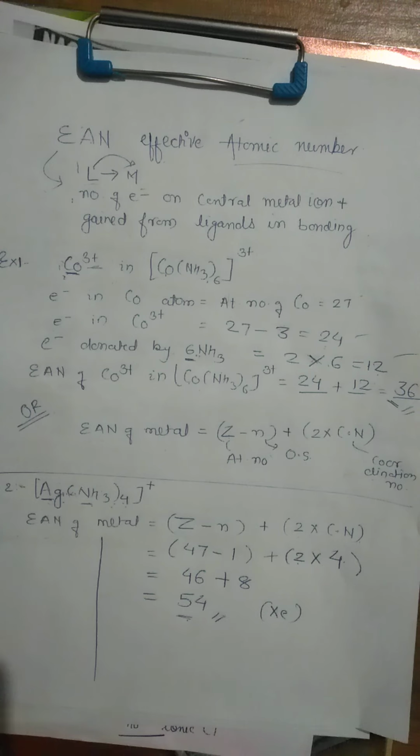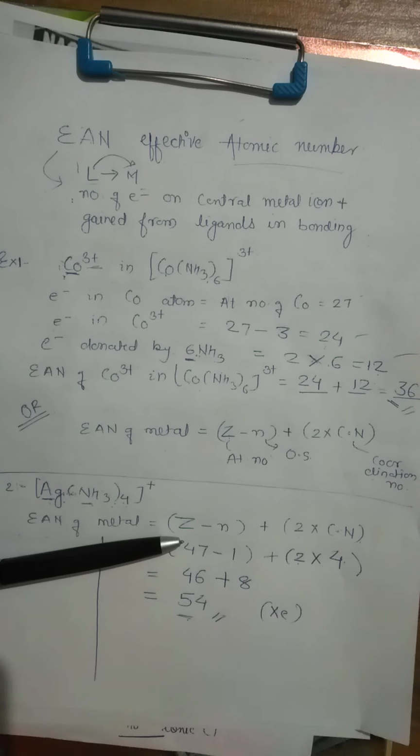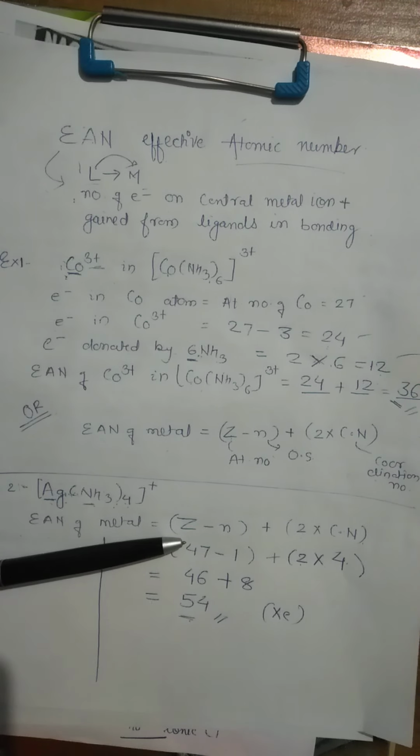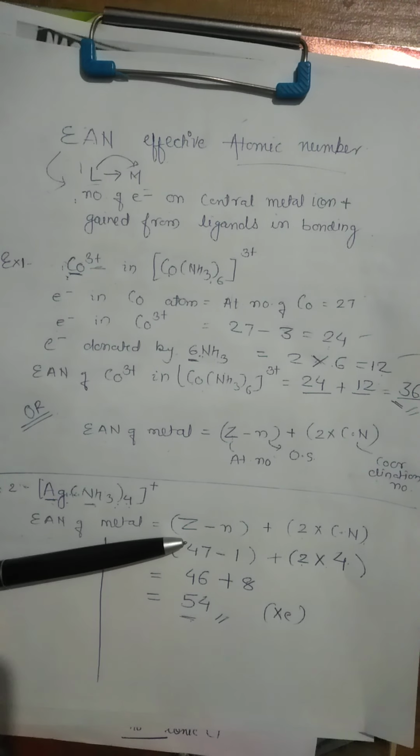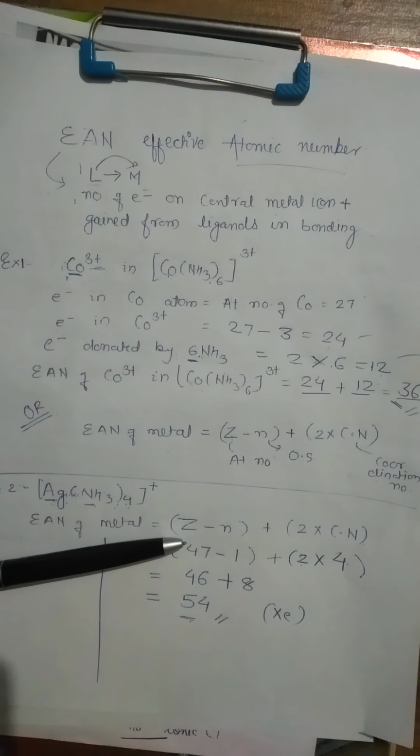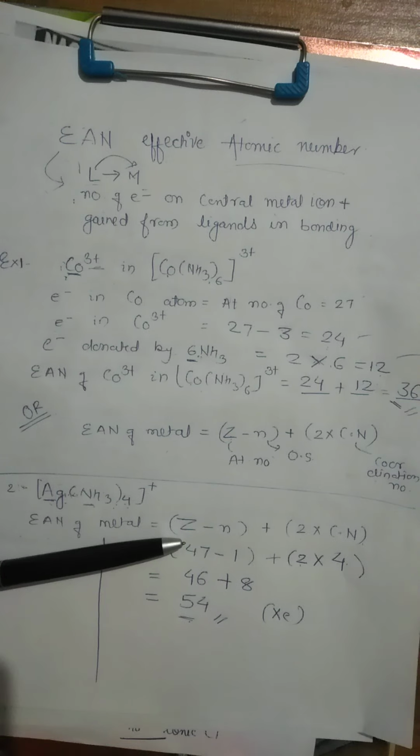So in this way we can find the effective atomic number for the central metal ion in the given complex. Okay, I hope you have understood up to here. We can check it for various examples also in the textbook. So you can try for it. Thank you and have a nice day.